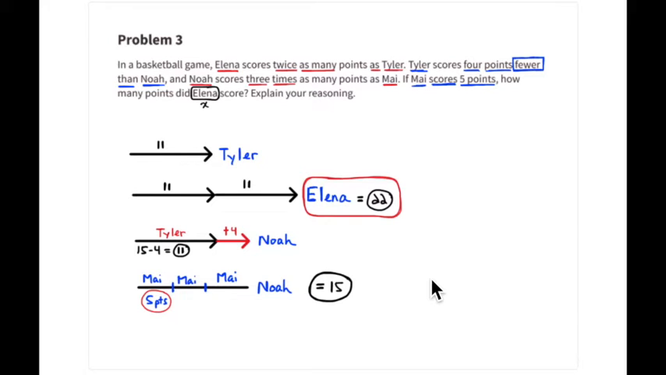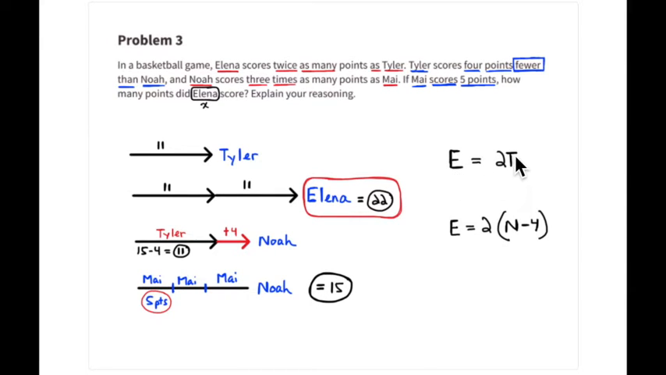Now, the idea is to turn these stories into equations and learn how to solve those equations. But it's always a good idea to include this kind of diagram or some diagram of your own making. All right, so we're going to start out with Elena is equal to 2 times Tyler's score. So Elena, or E, equals 2T. 2 times Tyler's score equals Elena's score.